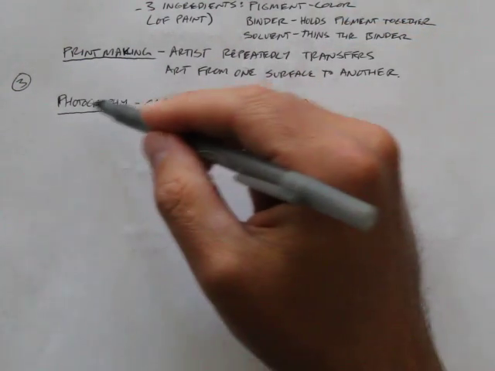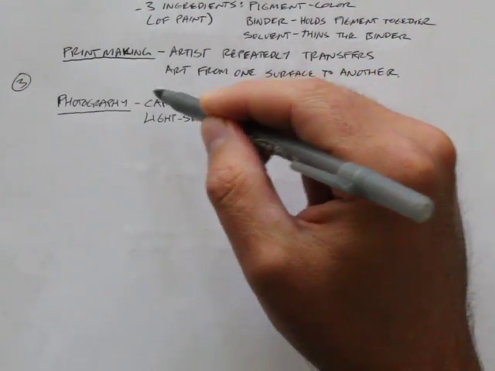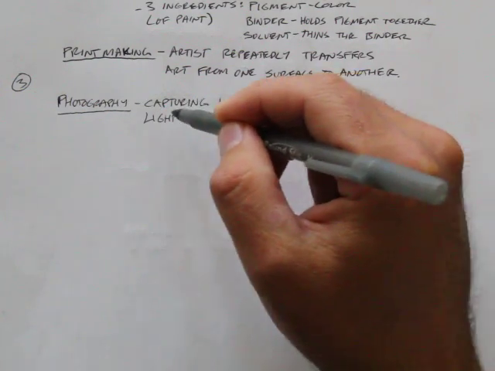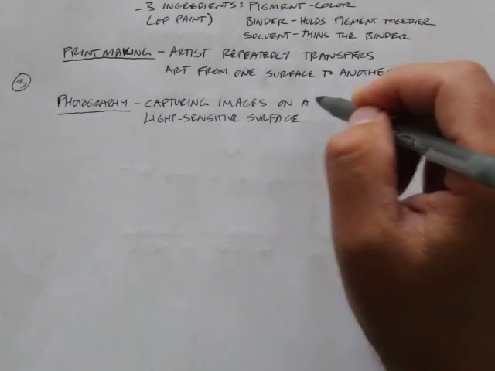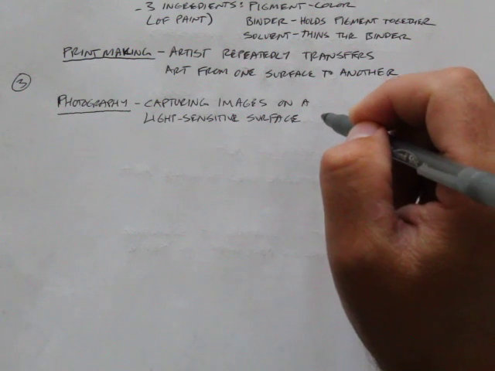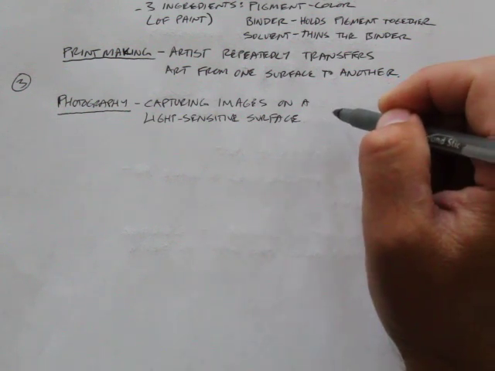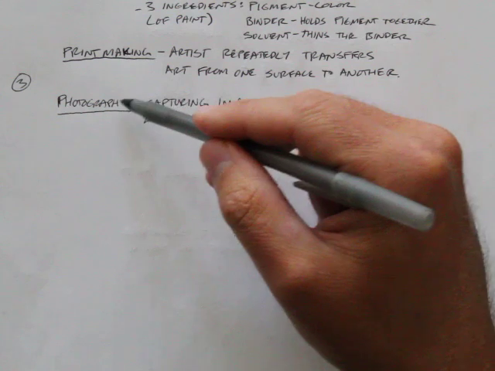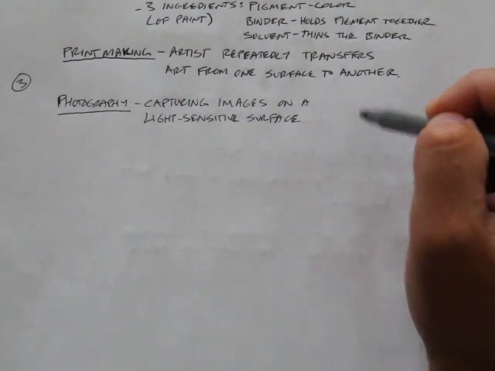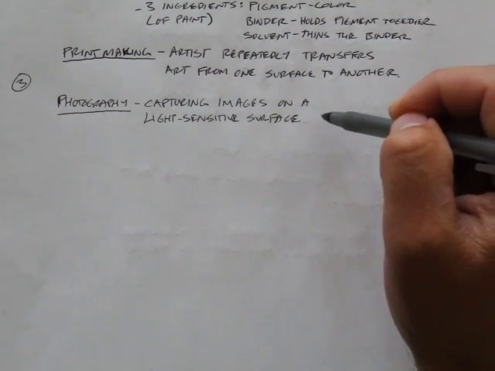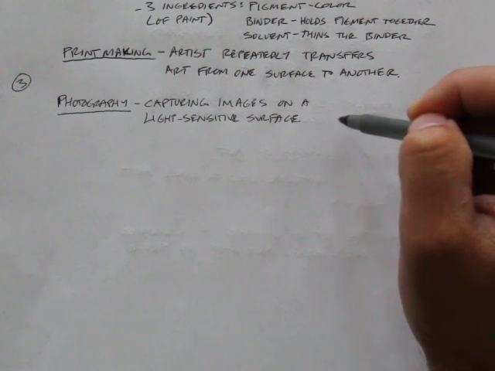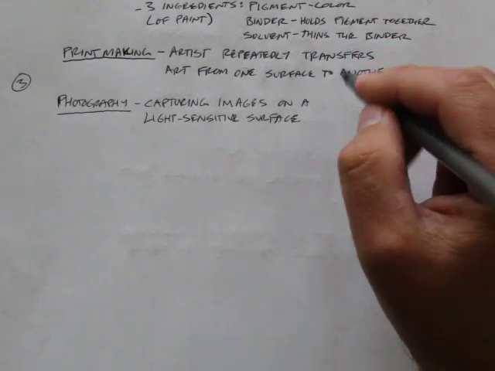So light comes in through the lens of the camera, and it might hit a mirror, it might not, and then it hits a light-sensitive surface. And the amount of time that light is allowed through the camera will change that light-sensitive surface so that it shows the image.